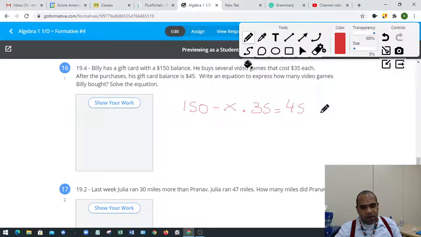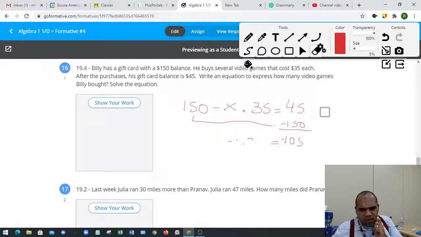Let's solve this one. Great, right now I have it. It's pretty simple. Right now I move 150 by its opposite, negative 150, and I got negative 105. Negative x times 35, as you know, is negative 35x. It's better to write like this right now. How many times 35 goes into 105? Let's check it. One time, two times, three times, just divide it. And we know this is a positive result, because negative and negative is a positive.